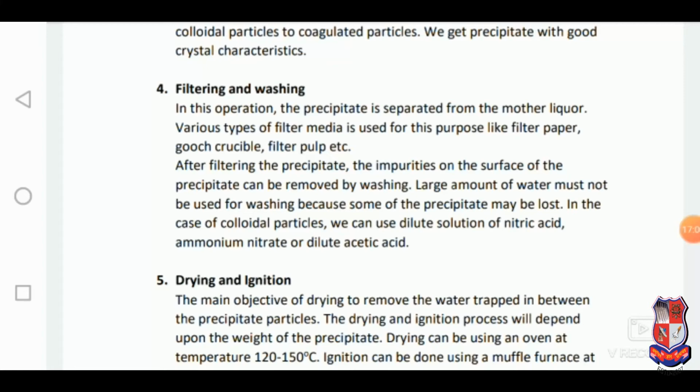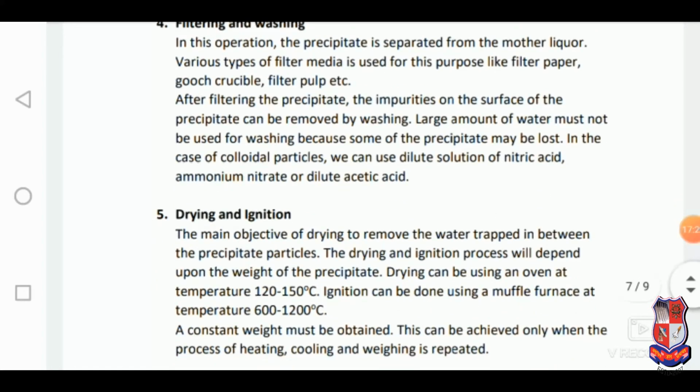After filtering the precipitate, the impurities on the surface of the precipitate can be removed by washing. A large amount of water must not be used for washing because some of the precipitate may be lost. In the case of colloidal particles, we can use a dilute solution of nitric acid, ammonium nitrate, and dilute acetic acid.